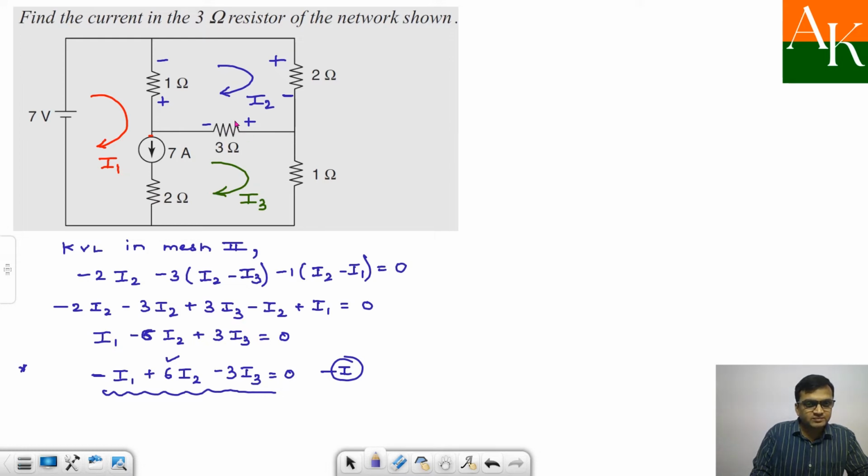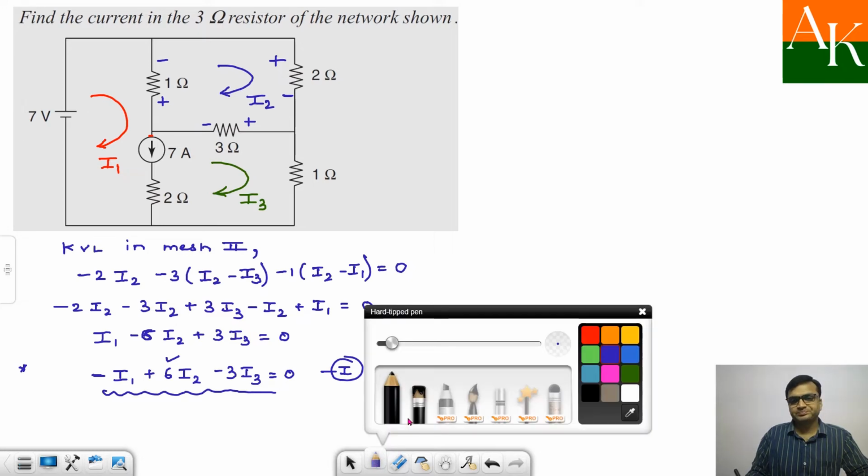The 3 ohm is shared with mesh 2 and 3, so my 3 will be over here. And the current through the 3 ohm, I2 and I3, are opposite. I2 is moving towards the left, I3 is moving towards the right. That's why there is a minus sign. And there is no voltage source in mesh 2, that's why this is equal to 0. So I'll call this equation number 1.